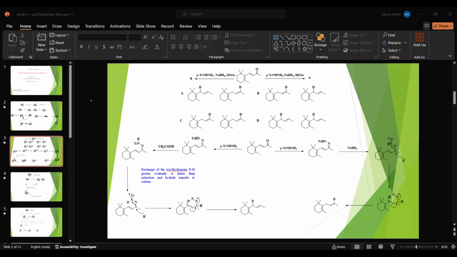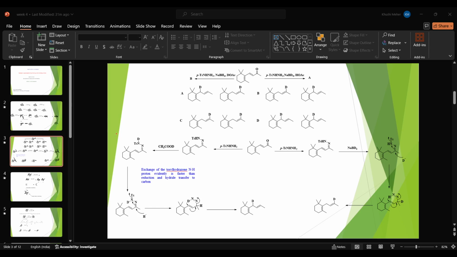But before that, what will happen? In this particular case, the rate of exchange of the NH proton with our deuterated acidic solvent is much faster than the hydride attack, the reduction reaction, which is a much slower reaction compared to the proton exchange reaction, because proton exchange is much faster, like acid-base reactions.